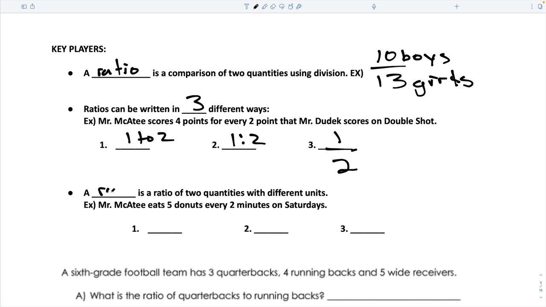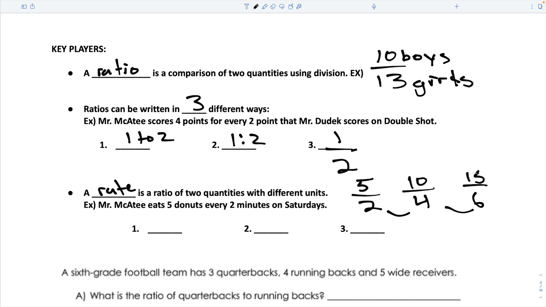A rate is kind of like a ratio, but it has 2 quantities that directly correlate. So if I say I eat 5 donuts every 2 minutes, you can directly correlate this for if I ate donuts in 4 minutes. I would eat how many donuts? 10 donuts. You could also say, if I ate, let's go up to 6, how many would I eat? 15.